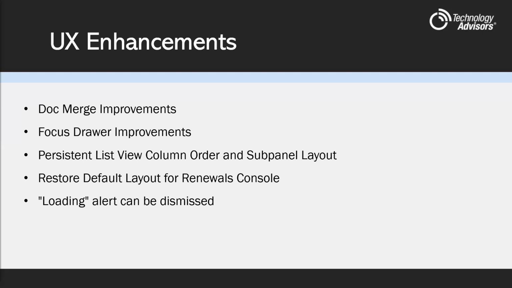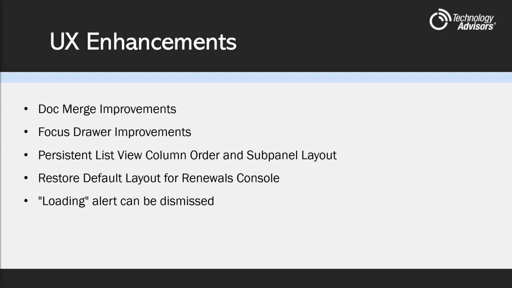There's another simple function, a nice quality of life improvement, where you can restore the default layout for the renewals console. And now that dreaded loading alert, which sometimes got stuck on the screen, all of those alerts now have an X you can click on to just remove it. And I'm hoping I can demo that now if I have any that get stuck.